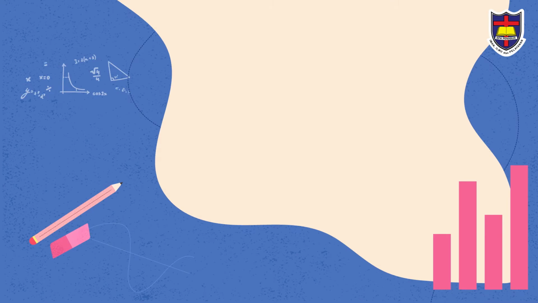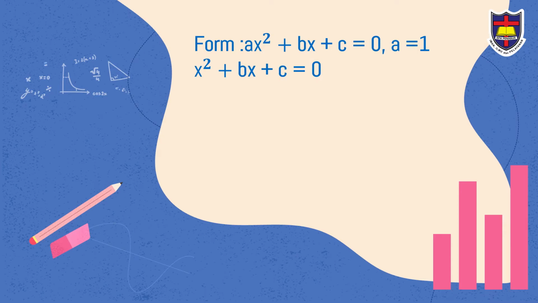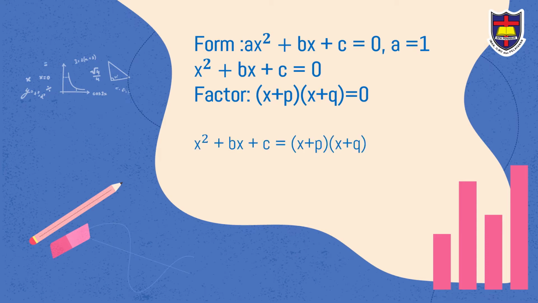Now if we have quadratic equation with the form of ax squared plus bx plus c equals 0, where a equals 1, we can write it as x squared plus bx plus c equals 0. If the quadratic equation is in that form, the factor will be (x plus p) times (x plus q) equals 0. Now we can prove it. x squared plus bx plus c equals (x plus p) times (x plus q).